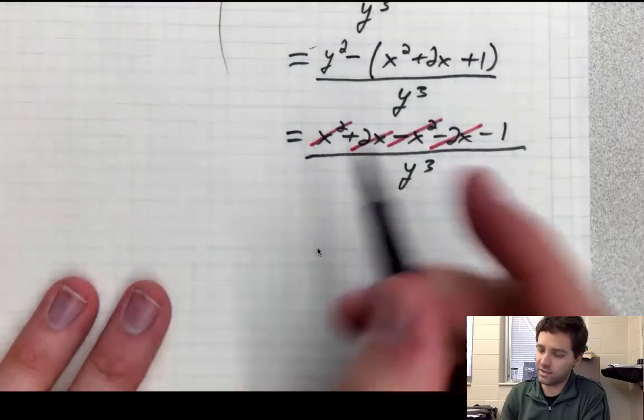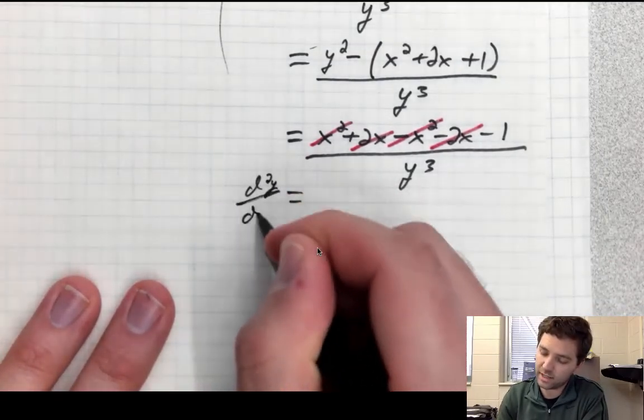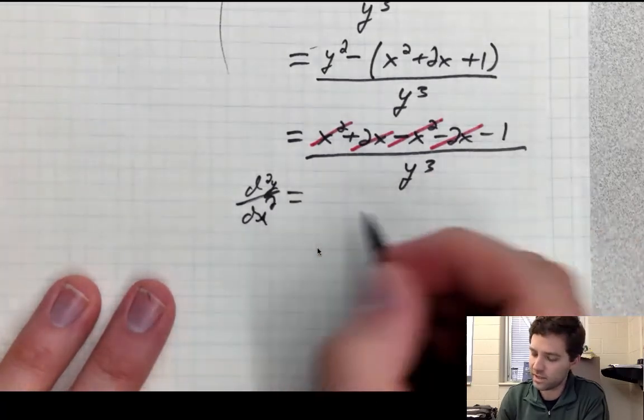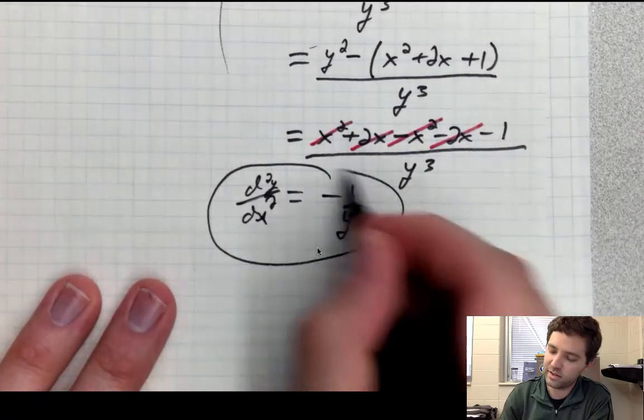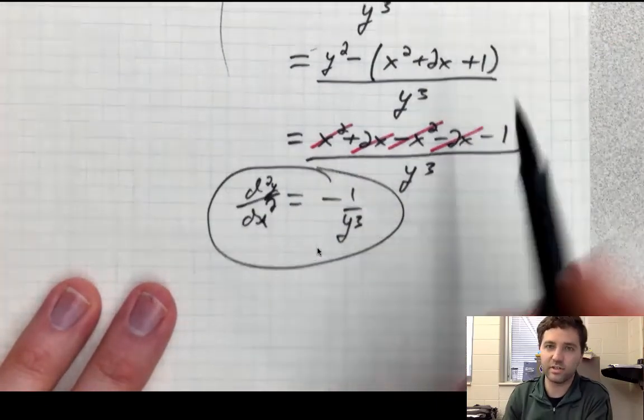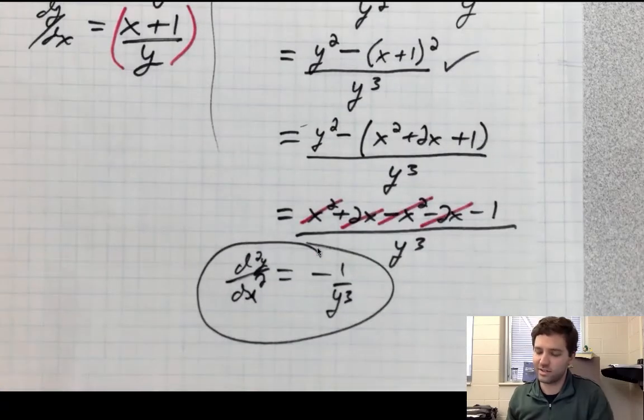So my final answer for the second derivative of y with respect to x is going to be negative 1 divided by y cubed. Now, isn't that so much nicer than this expression here, right here? I just think that turns out to look a lot better in the end.